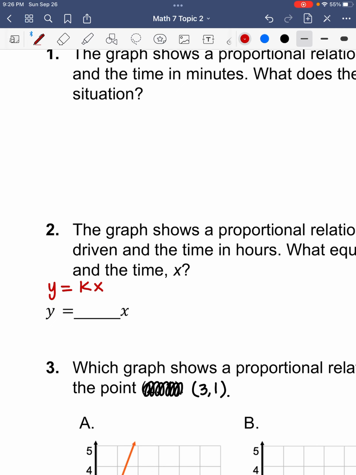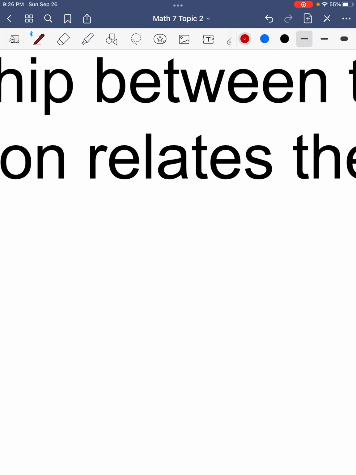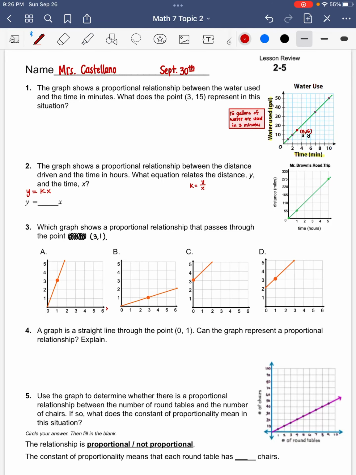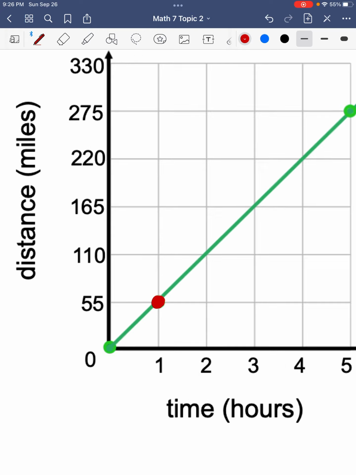So we need to look at our graph to find our constant of proportionality. And remember, we can pick any point on the graph, and we know that k will be the y coordinate divided by the x coordinate. So any point on the graph will work. So looking at my graph, I'm just going to pick this very first one. It's easier if I work with smaller numbers.